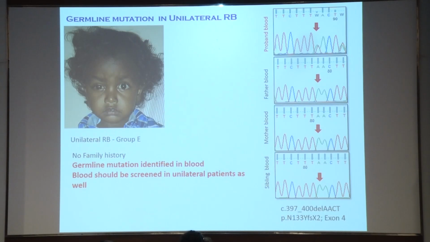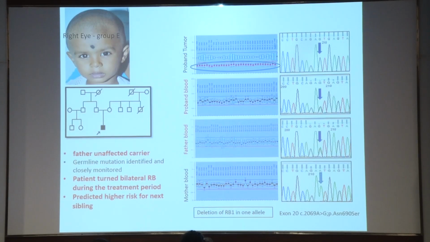Another example here: this was a unilateral retinoblastoma, group E, with no family history, and a germline mutation was identified in the blood. So I would emphasize that it is very important for us to do genetic analysis even in unilateral patients. Now this is another example where the father was an unaffected carrier. There was a germline mutation identified and the patient was closely monitored.